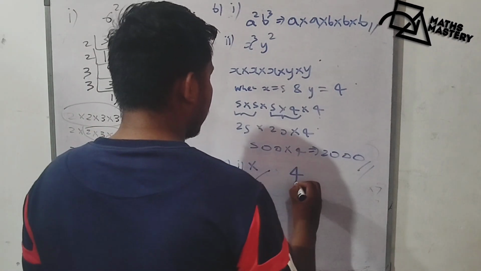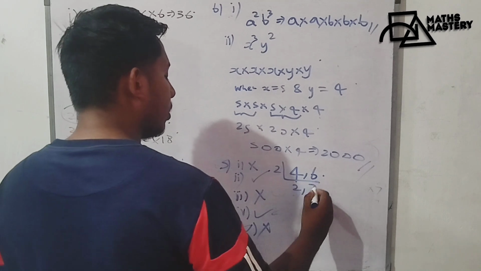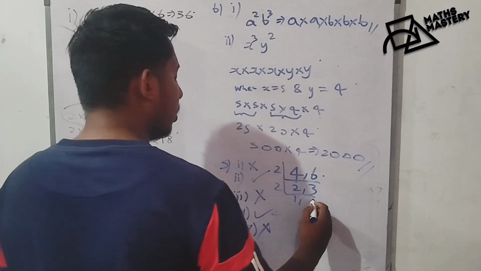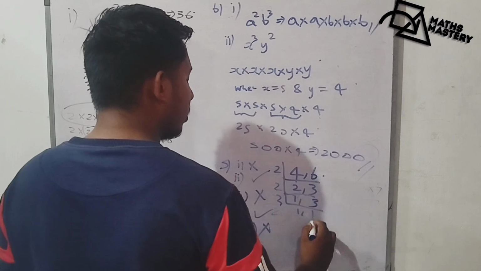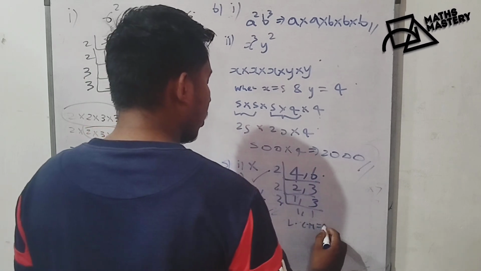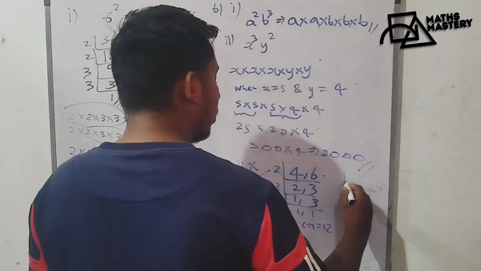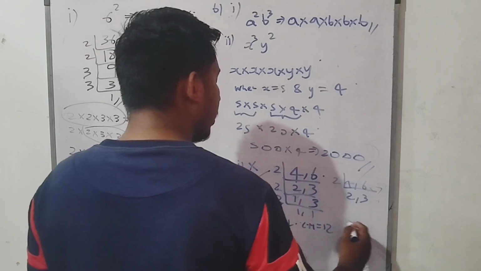4, 6. Let's find the LCM of this first. 2, 3, again 2, 1, 3, again divide by 3, 1, 1. So the LCM is 2 times 2 is 4, 4 times 3 is 12. Now let's find the HCF of 4, 6. You divide by 2, 2, 3. So this is 2. Now this is the HCF.